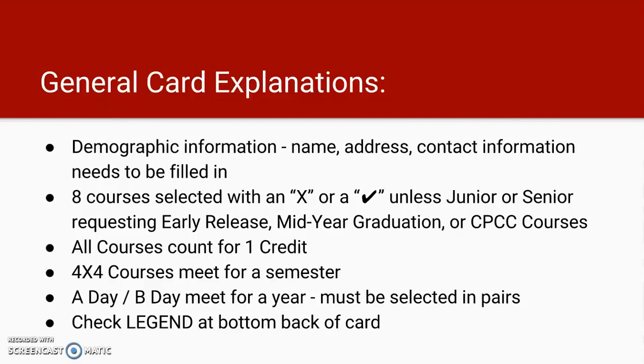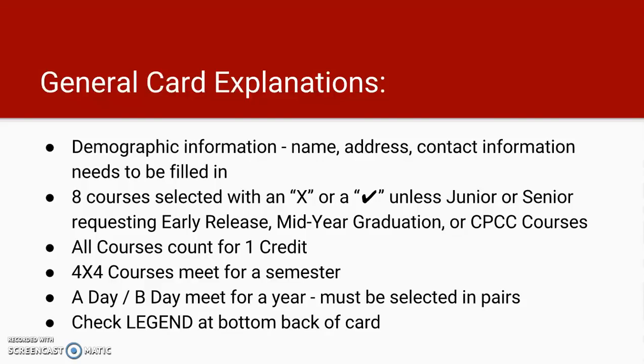Exceptions will be for seniors who are requesting early release, mid-year graduation, and or Career and College Promise courses at CPCC. Juniors may also have less than 8 courses selected if they will be requesting Career and College Promise courses at CPCC. All courses are valued at 1 credit. That includes semester and year-long courses.